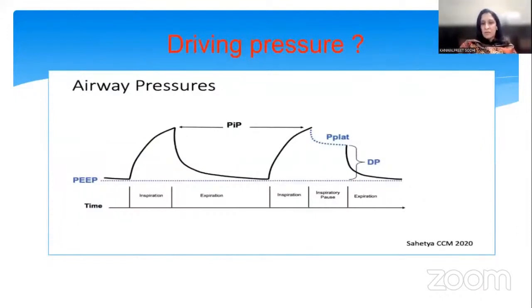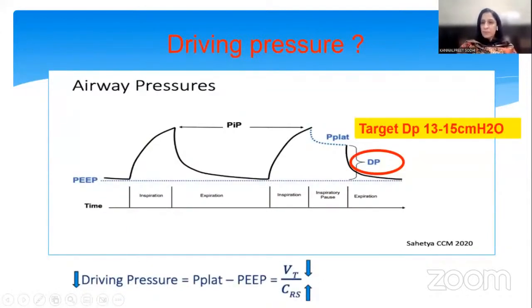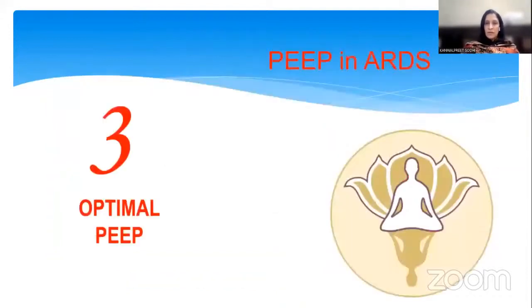So what's the driving pressure? We talked about the peak inspiratory pressure and the plateau pressure. The difference between the P-plat and the PEEP, or the baseline pressure, is the driving pressure. So this is P-plat minus PEEP. And this is actually a ratio of the tidal volume and the compliance of the lung. The target driving pressure recommended these days is 13 to 15 centimeters of water.